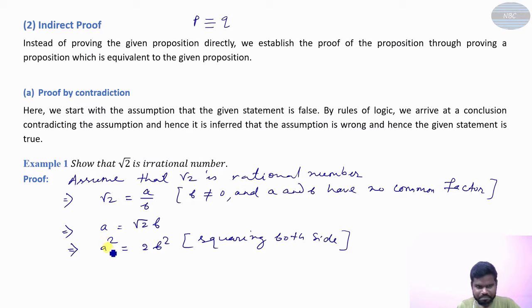We know that if a is an even number, then a square is also an even number, and it can be shown here. A square is written in the form of 2 into something, which implies a square is an even number, which implies a is an even number. Since a is an even number, a is equal to 2t for some integer t.